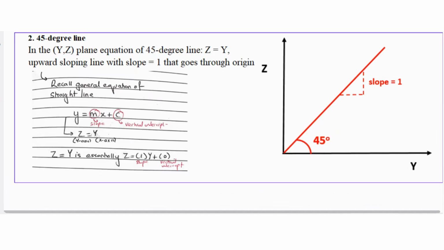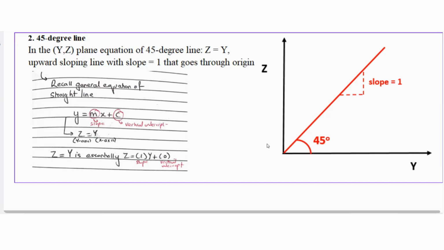Now, the equation of the 45-degree line in the YZ plane is Z equals Y, where Z is the variable on the vertical axis and Y is the variable on the horizontal axis. If you compare this with the general equation of a straight line, y equals mx plus c, here Z is on the y-axis and Y is on the x-axis, and Z equals Y means Z equals 1 times Y plus 0. So we can identify this as an upward sloping line with slope 1. The slope is positive, greater than 0, and the line goes through the origin because the vertical intercept is 0.